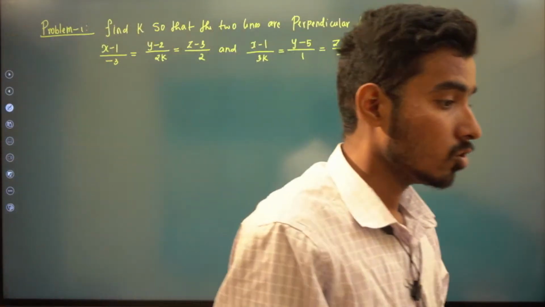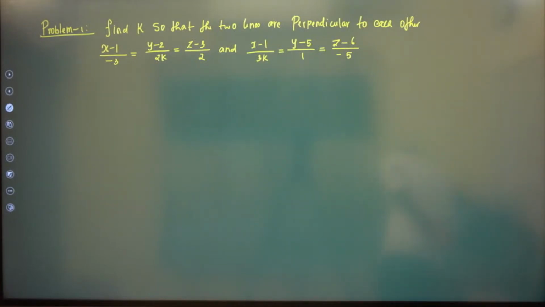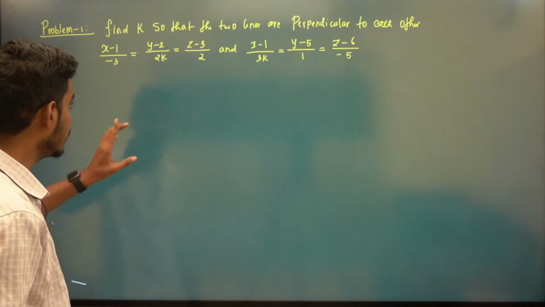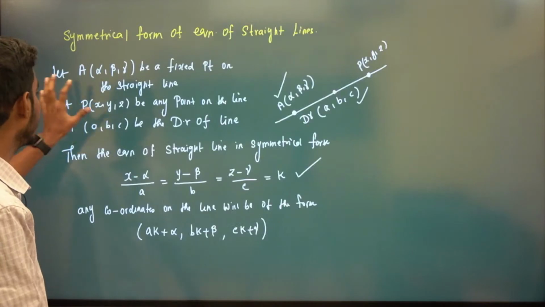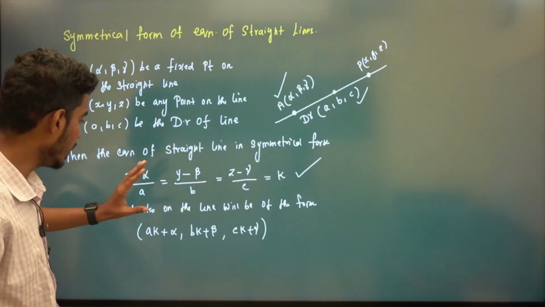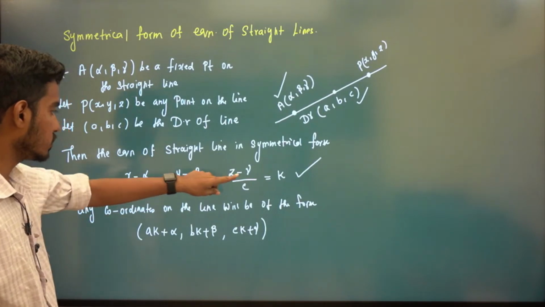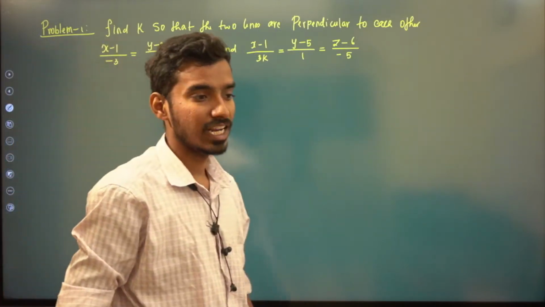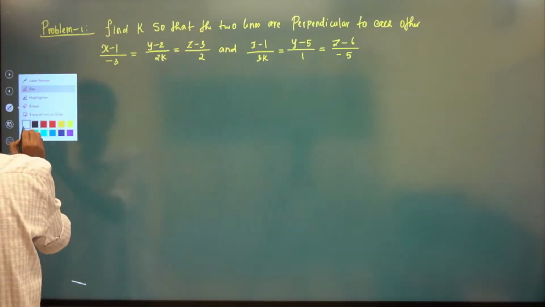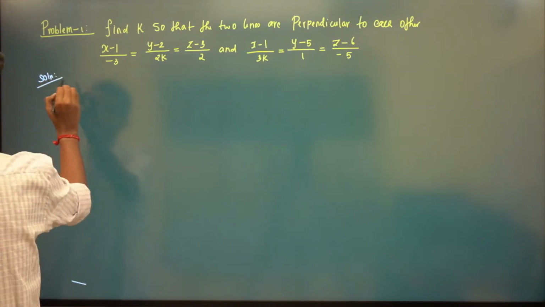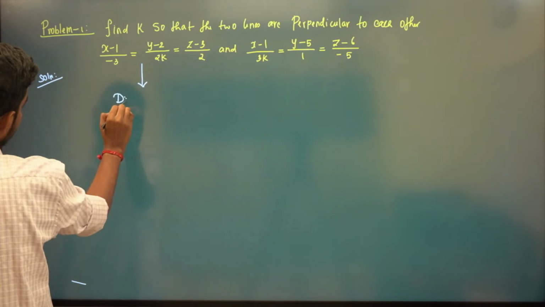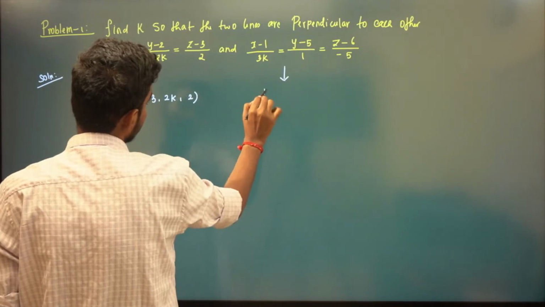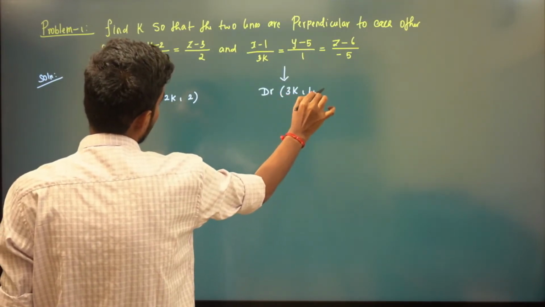You can see it is in symmetrical form: x minus alpha by a, y minus beta by b, z minus gamma by c. So you should always write in this format. Suppose if this is not in this format, you would have to try to bring it into this format: x minus alpha, y minus beta, z minus gamma, a, b, c. Now, these two lines are perpendicular. What is the direction ratio of this line? Minus 3, 2k, and 2. And what is the direction ratio of the other line? It is 3k, 1, and minus 5.